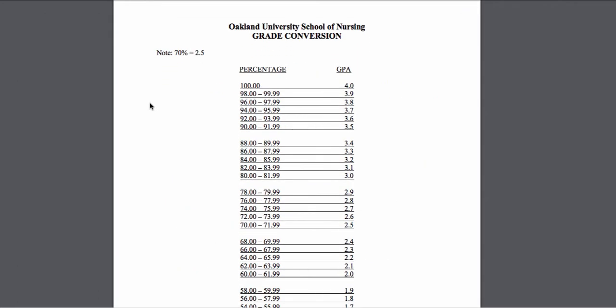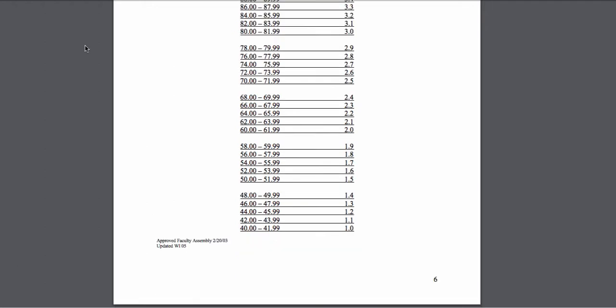This is the Oakland University School of Nursing grade point chart for undergraduate studies. So this is obviously the grade point chart that we use for the course. With any nursing course, you have to achieve a 70% or a 2.5 in order to proceed and pass the course essentially. So let's go back and we'll take a look at Part B.